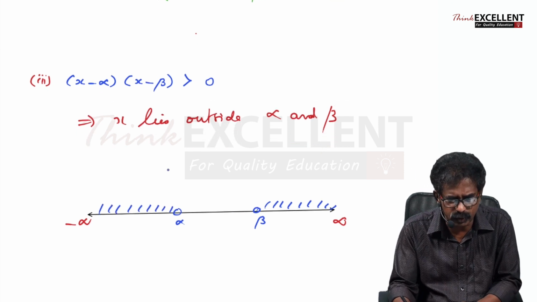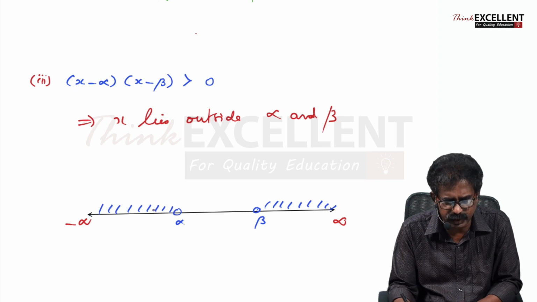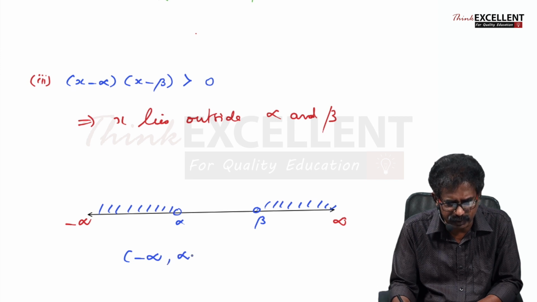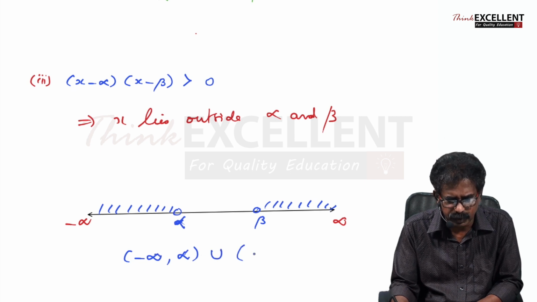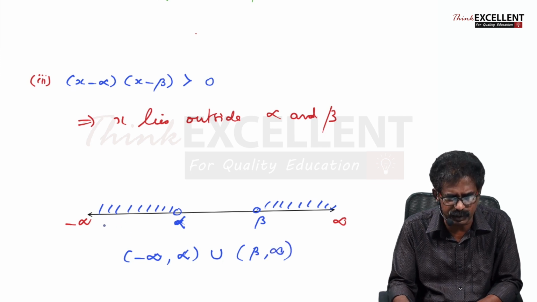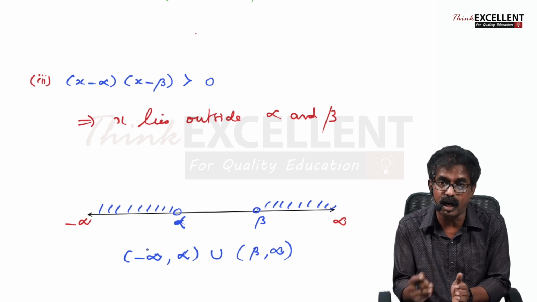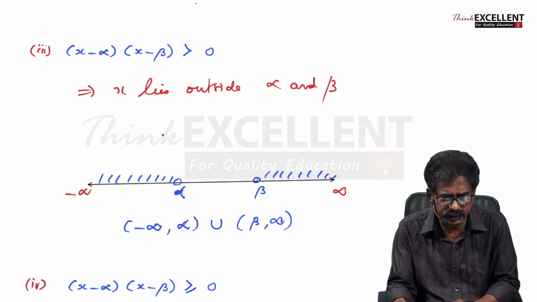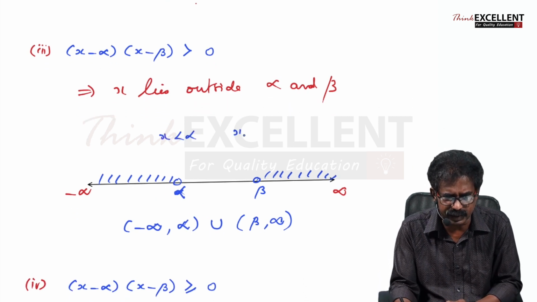So how can you write it as an inequality? Minus infinity to alpha and beta to infinity. So you can write it as an interval also: minus infinity, comma, alpha. Don't confuse with alpha and infinity. So minus infinity to alpha, union beta to infinity. The first portion is minus infinity to alpha, and the union also has beta to infinity. Or you can say x is less than alpha and x is greater than beta.